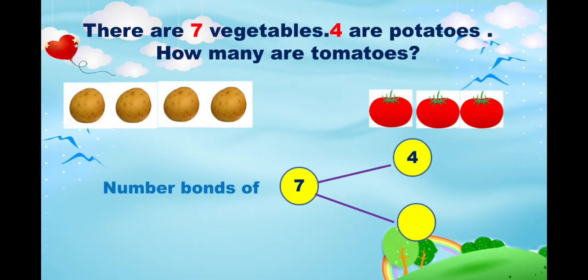Let's see another example. There are 7 vegetables. 4 are potatoes and how many are tomatoes? We are finding a part. There is 7, one part of which is 4, we know this. Now how much is the other part, the tomato part? Okay, yes, the answer is 3. So there are 3 tomatoes.